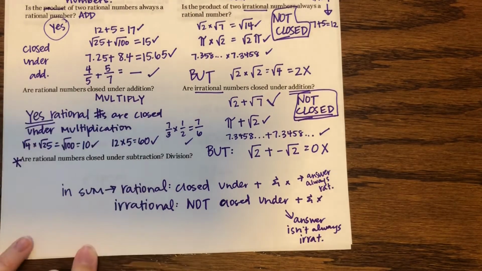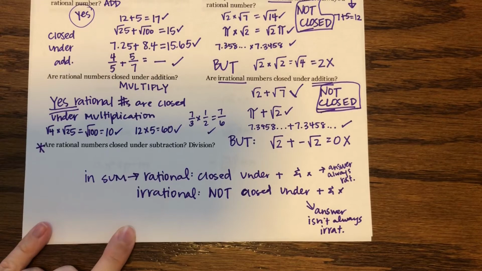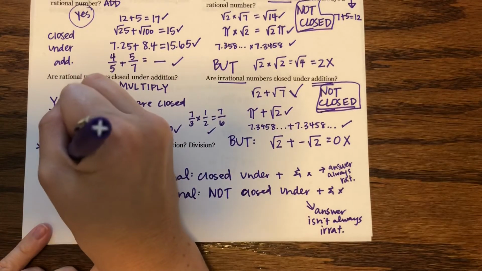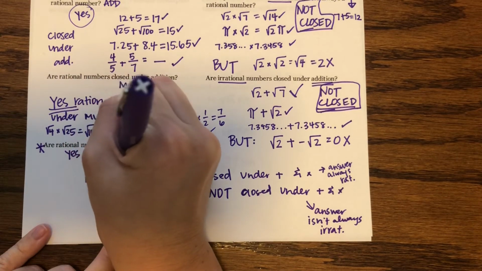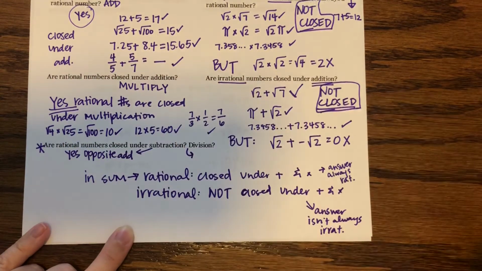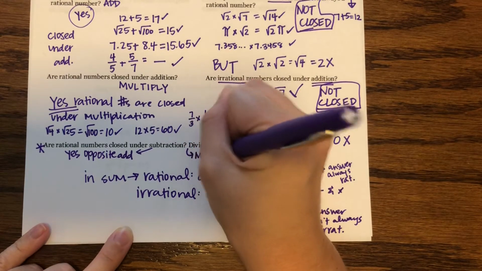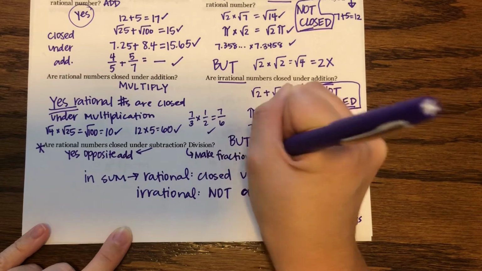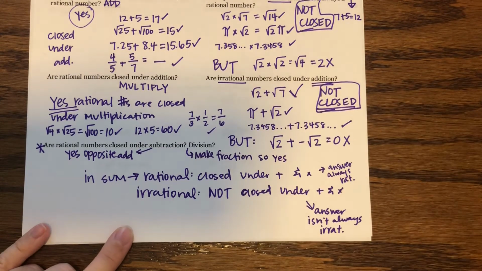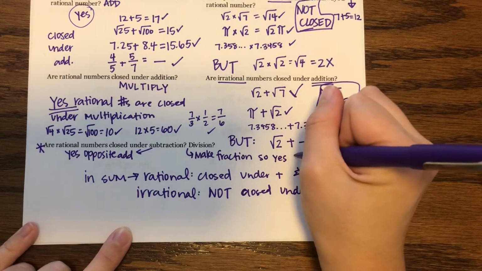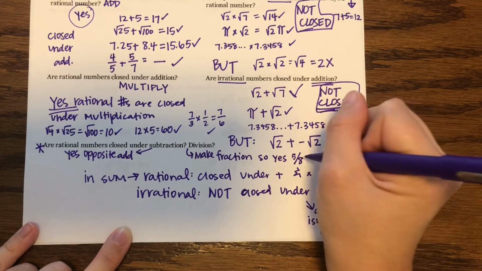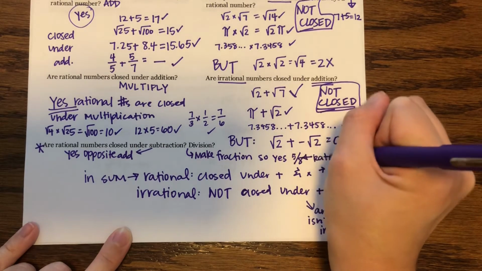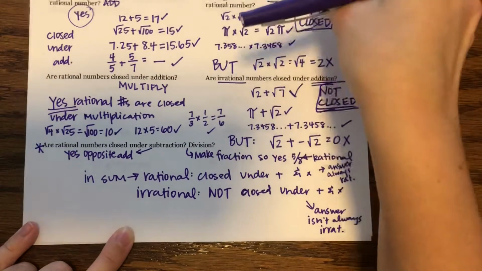Something for us to think about, are rational numbers closed under subtraction and division? Yes, they are. So subtraction, we can say yes because we're doing opposite addition. Okay. And then division, you're making a fraction. So yes, okay? Because when we make this fraction, we're going to say maybe 5 divided by 8. You just made a rational number. So it will be closed under division.